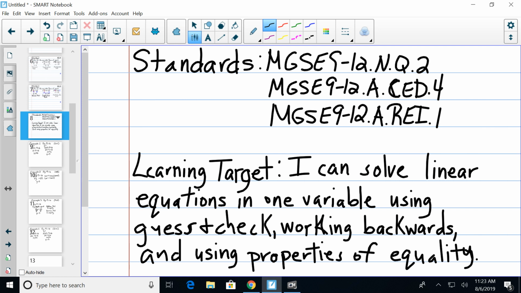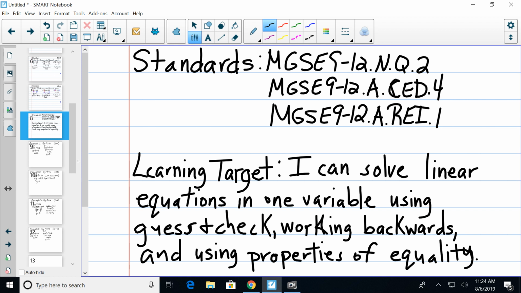So your learning target, your standards for today are MGSE 9 through 12.N.Q.2, MGSE 9 through 12.A.CED.4, and MGSE 9 through 12.A.REI.1. All right, so we are dealing with 3 standards today.